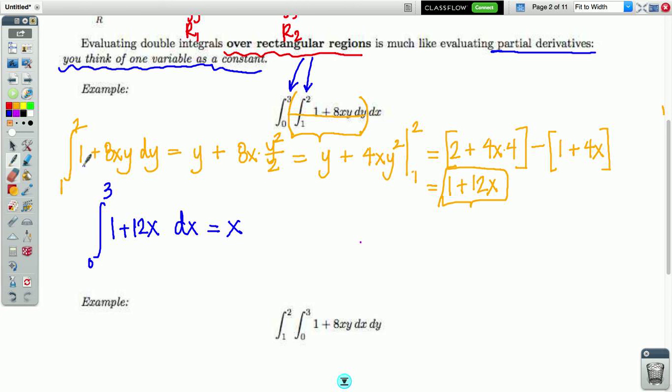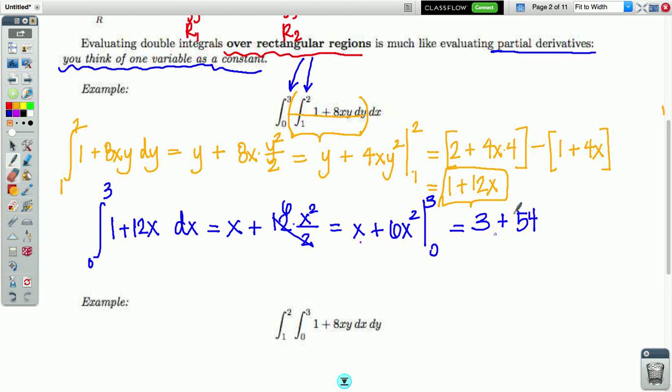Now you have to be a little careful here because on this first line, the integral of 1 was y because we were integrating with respect to y. So you do have to be conscious of what your variable is here. But in this case, 1 integrates to x, and then 12x integrates to 12 times the quantity x squared over 2, or in other words, 6x squared. So this whole thing becomes x plus 6x squared, and we're going to evaluate from 0 to 3, which is going to be 3 plus 6 times 9, which is 54.